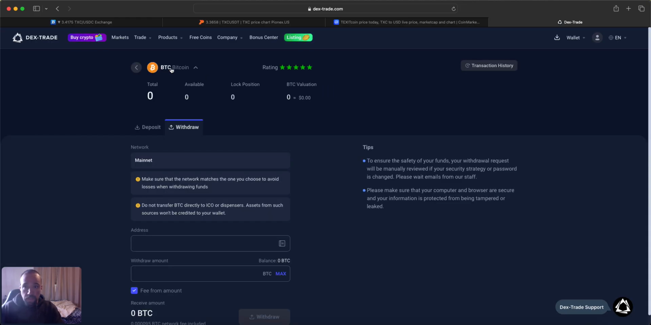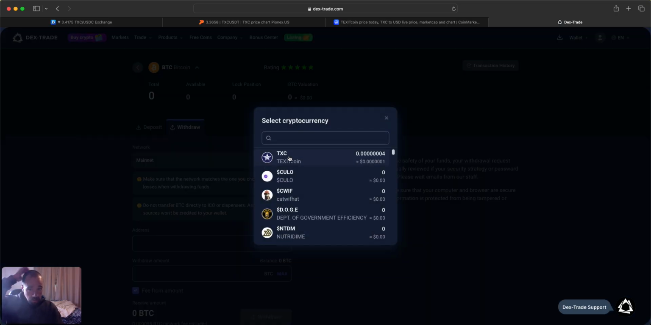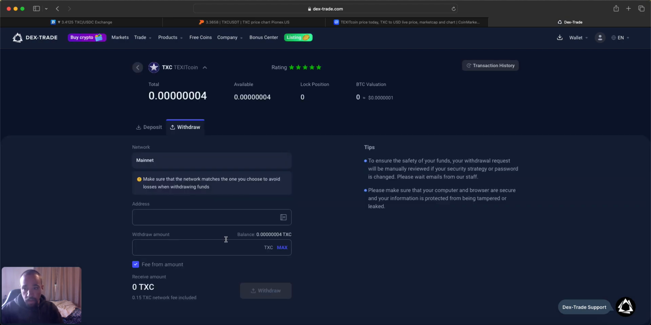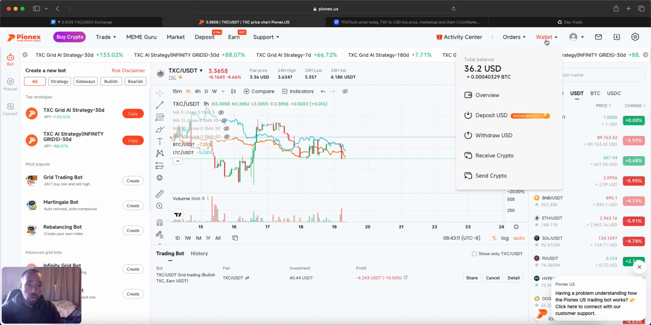It's automatically going to default to Bitcoin, but you can come over here and change it. Say I want to do TXC. And then tell it how much TXC you want to withdraw. And then you're going to paste the wallet that you want to deposit it to. So you can come over to any of these, and you go into your wallet. This is just my little baby one that I withdrew over, but we deposit.